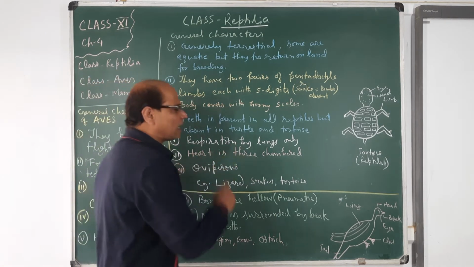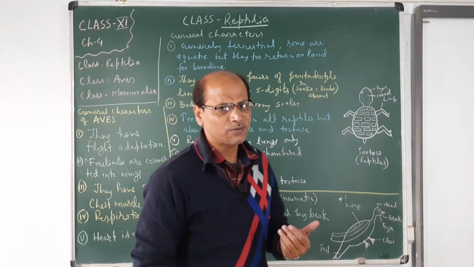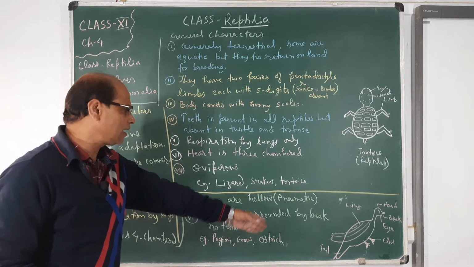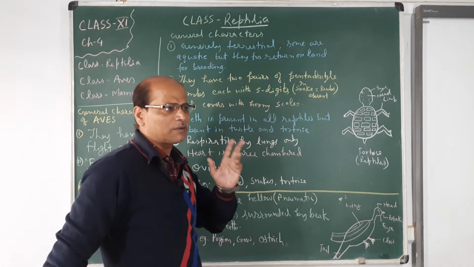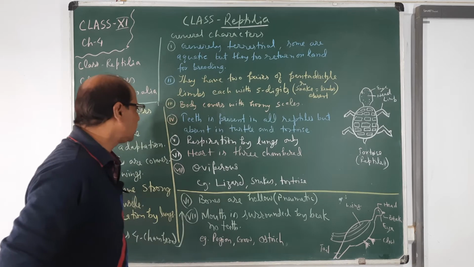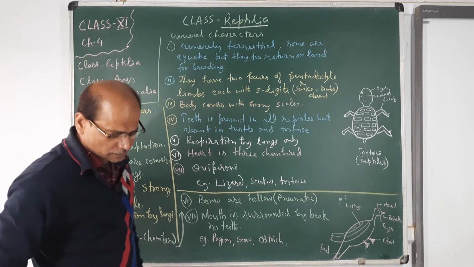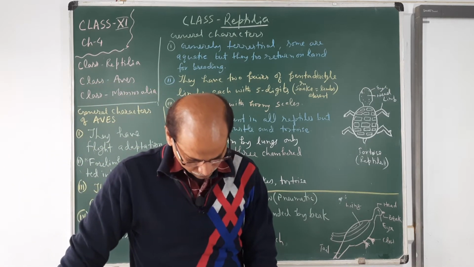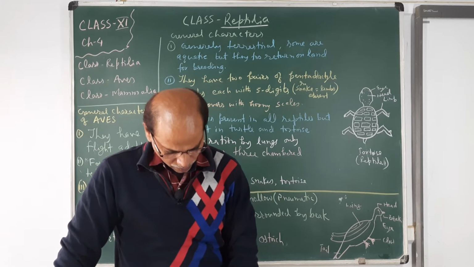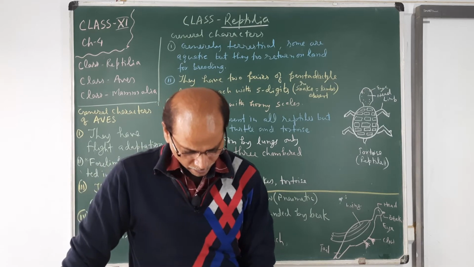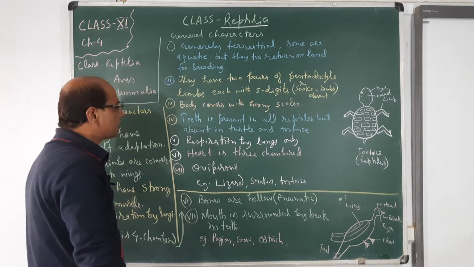Now the heart is three chambered. Their heart is three chambered, while our heart is four chambered and more advanced. You can see a four chambered heart in birds also, but here it is developed from the fish, which has only two chambers; here you can see a three chambered heart. The heart has an upper one and lower two. So this is the heart.